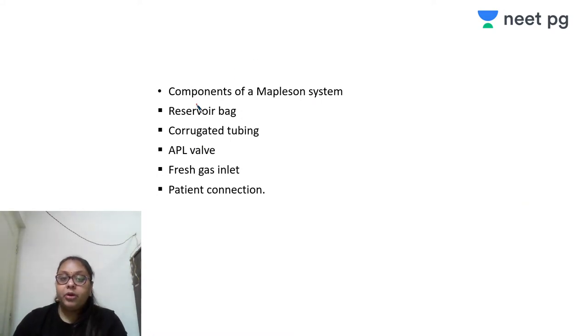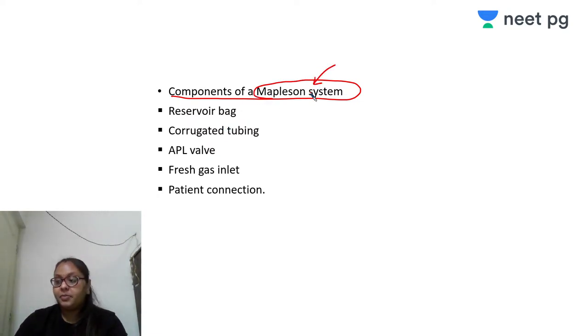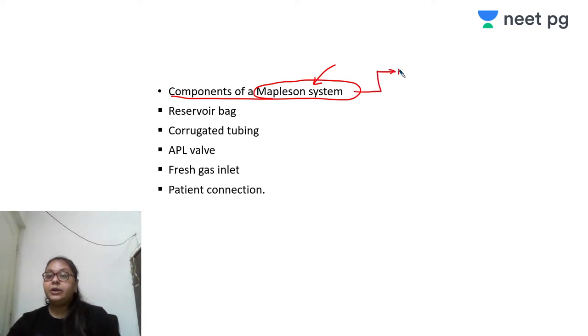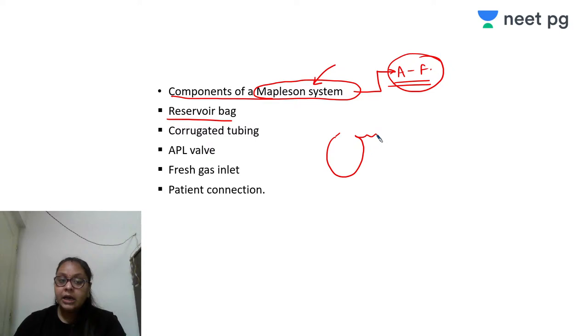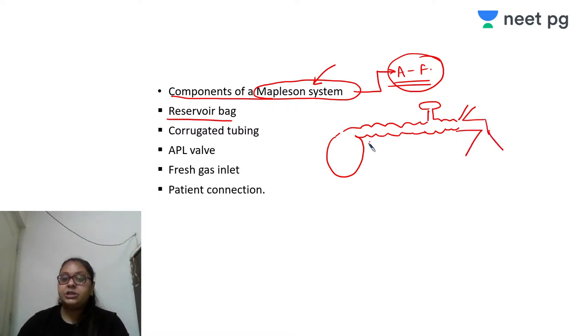Okay, now important point is we have to know about the components of the Maplesin system. ठीक है, what are the components of the Maplesin system and how this is divided into A to F type? है ना, हम लोग पढ़ते हैं Maplesin circuits, the semi-closed circuits, these are from A to F side. Now, how they are divided into A to F type? Now, depending upon the reservoir bag, ठीक है, the components of a Maplesin circuit are the reservoir bag, the corrugated tubing, APL valve, the fresh gas inlet and there is a patient connection. So these are basically the components of the Maplesin circuit.